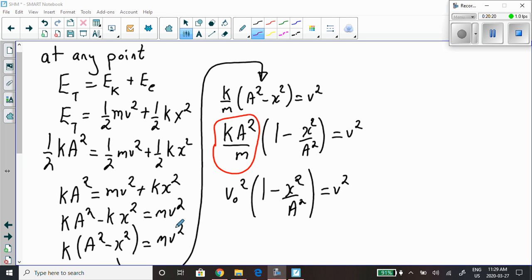What I now can do is divide both sides by m. And I have k over m, and then in the bracket, a squared minus x squared is equal to v squared. And now what I'm going to do, and this is going to sound a little bit strange, is factor out an a squared. So I factor out an a squared out of here, and I'm going to factor out an a squared over there. Wait a second, there's no a squared in there.